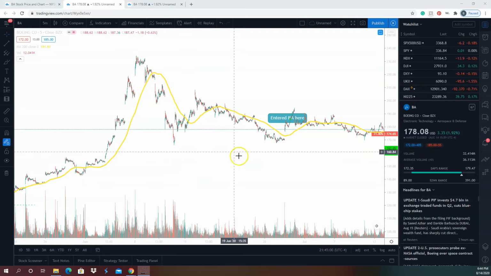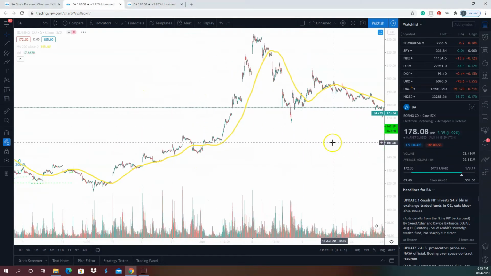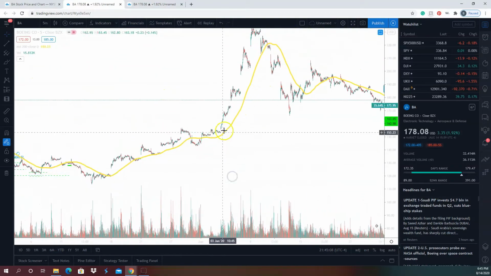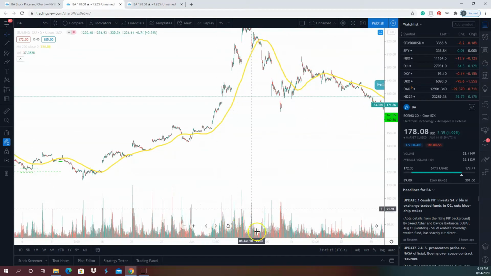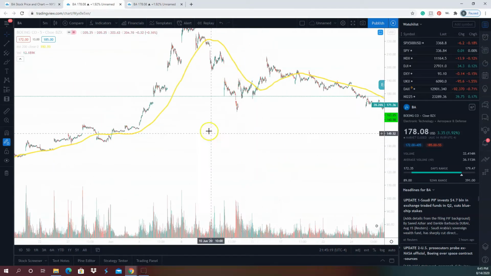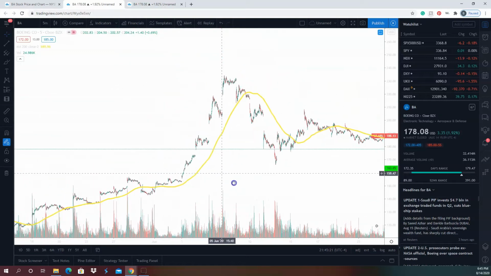This is Juan, back with another video, and in today's video we're going to be going over how you can utilize the 200-day moving average, this yellow line. Don't want to make it too complicated for you, but this yellow line and volume, these little lines down here, how to utilize these two to find potential swing trades.